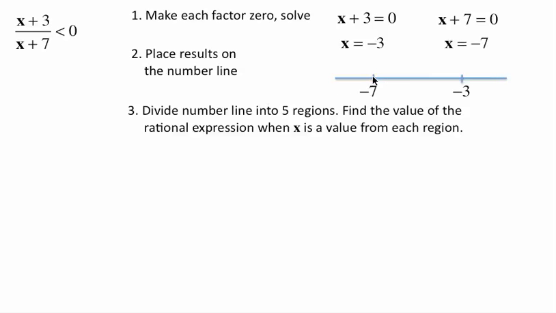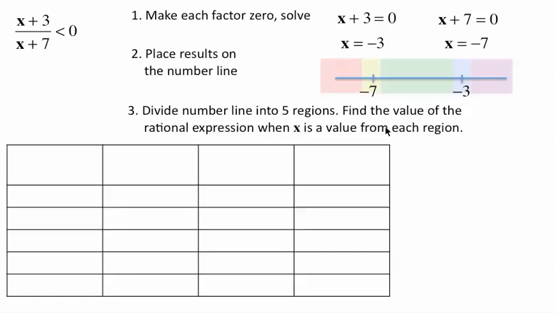The first region is less than negative 7. The second region is negative 7. The third region is between negative 7 and negative 3. The fourth region is negative 3. And the fifth region is greater than negative 3. So these are your 5 regions: less than negative 7, negative 7, between negative 7 and negative 3, negative 3, and greater than negative 3.